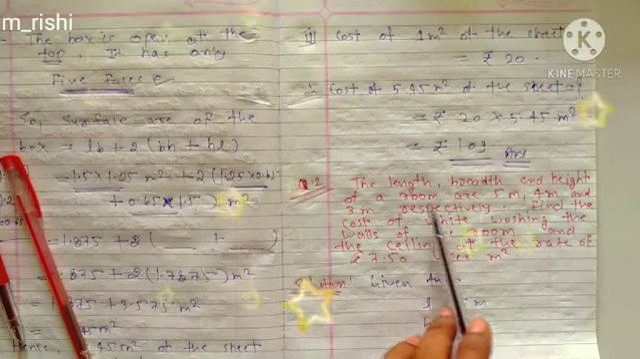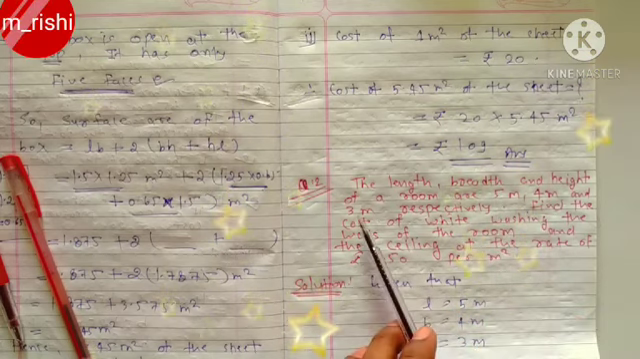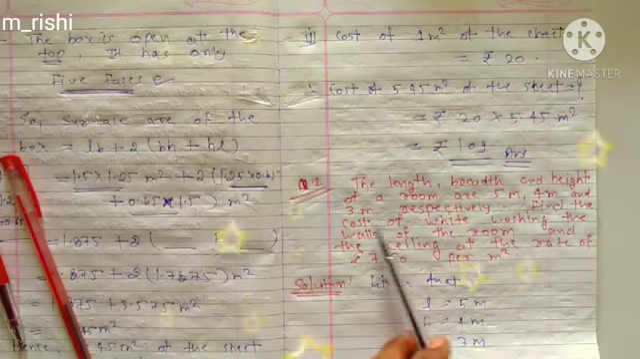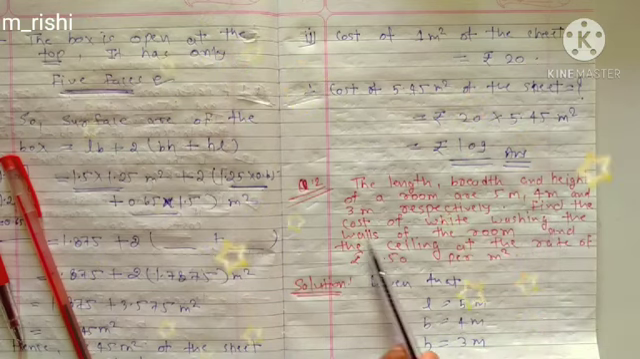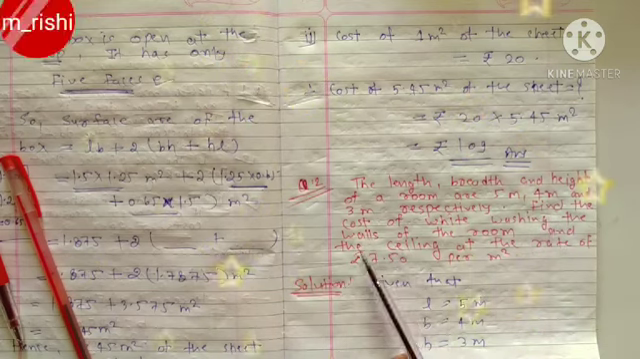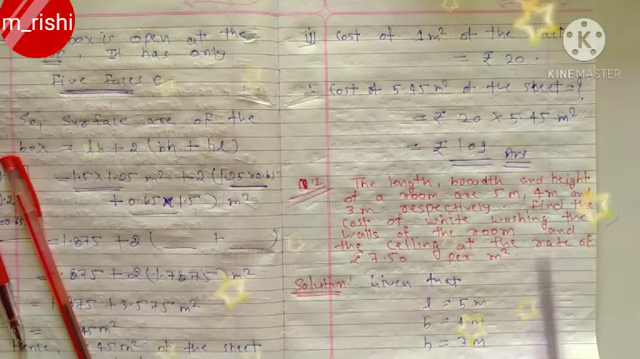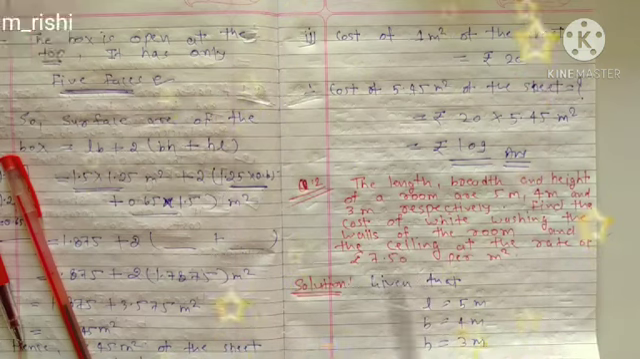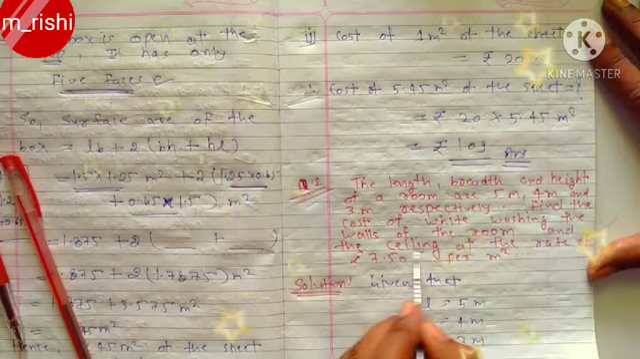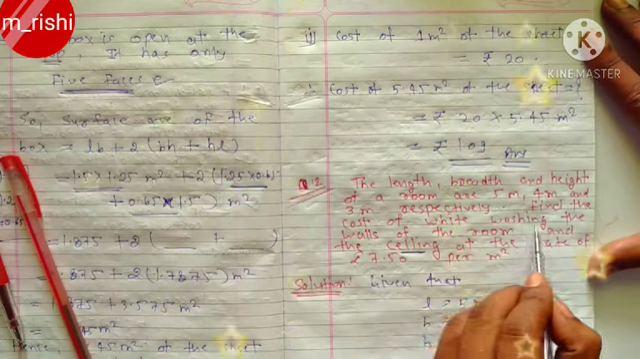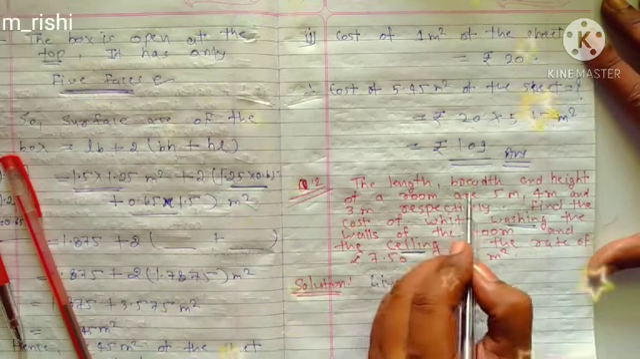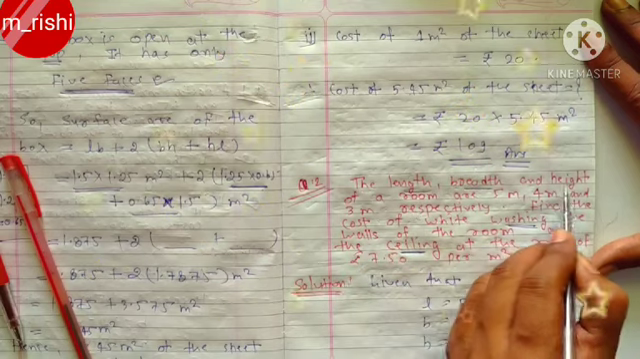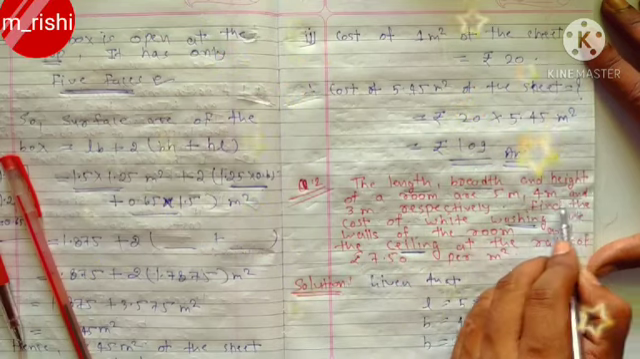Length, breadth and height of the room are 5 meter, 4 meter and 3 meter respectively. Find the cost of whitewashing the walls of the room and the ceiling at the rate of rupees 7.50 per meter square. Yes, per meter square means 1 meter square.